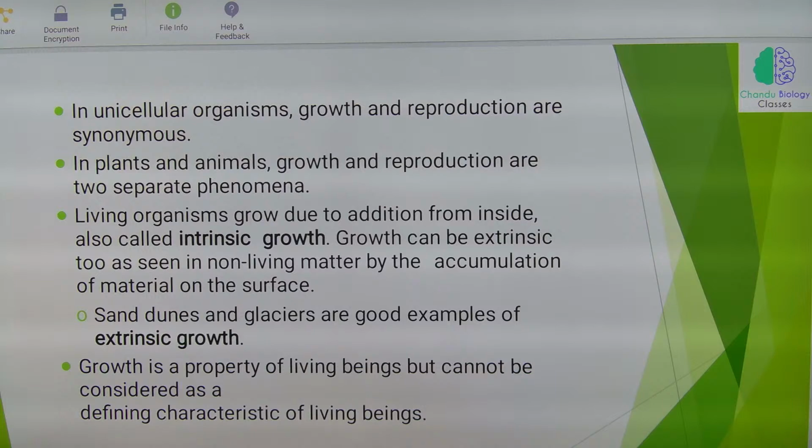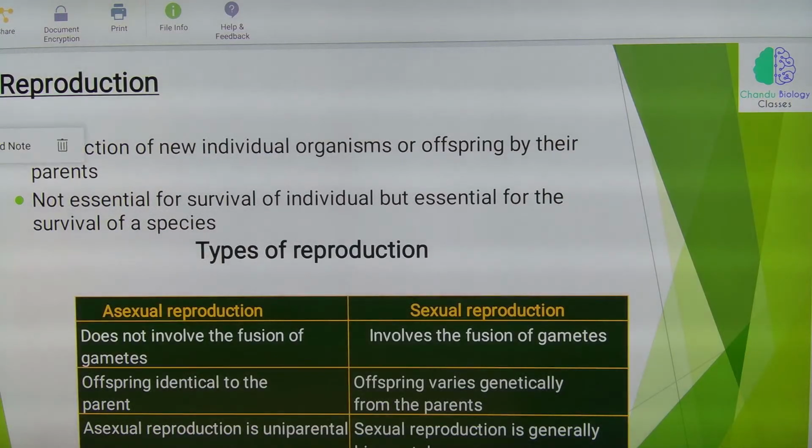Clear, right ma'am? This is the complete information on growth. Today we will complete the characteristic features. Tomorrow we will start exercising the defining features of living.